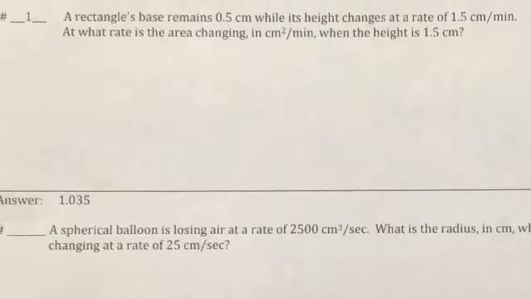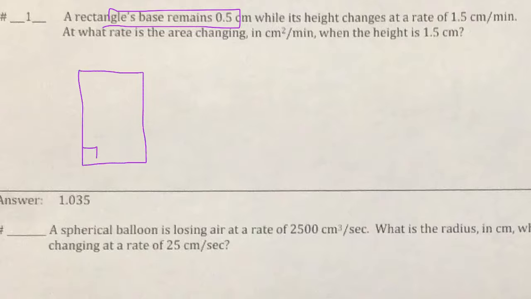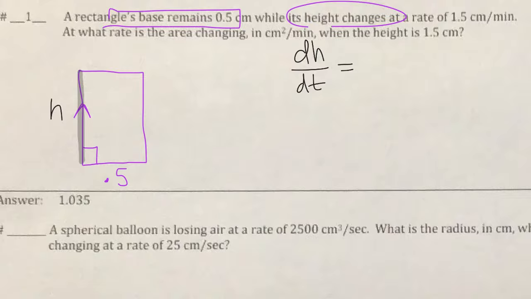So here we have a rectangle with a constant base. So let's draw this picture of a rectangle, my nicest rectangle ever, 90-degree angle with a constant base of 0.5, while the height is changing at a rate of 1.5 centimeters per minute. Okay, so this is changing, so this is going to get a variable because it's changing. So everything that changes becomes a variable. So we'll call this h, right? Because the height is changing. That's our dh/dt, the rate at which height changes with respect to time.